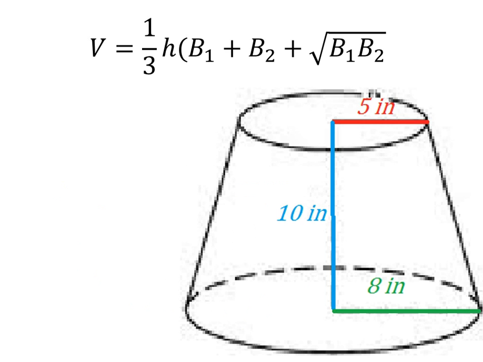So here's an example of what it would be. If we had a top of 5, the bottom of 8, and the height of 10, and it's circles, we want to find the volume of it. Well, our B1 will be pi 5 squared. Our B2 would be pi 8 squared. And then underneath the radical would be pi squared times 5 squared times 8 squared.